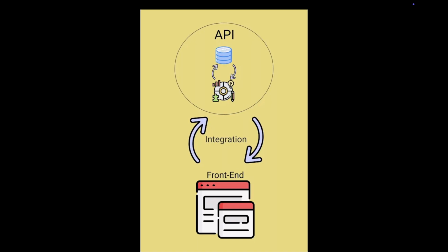Now the question arises: how will a front-end developer know about the API details, like what is the URL, request body, response body and other information of the API? To overcome this problem, API documentation comes into the picture.